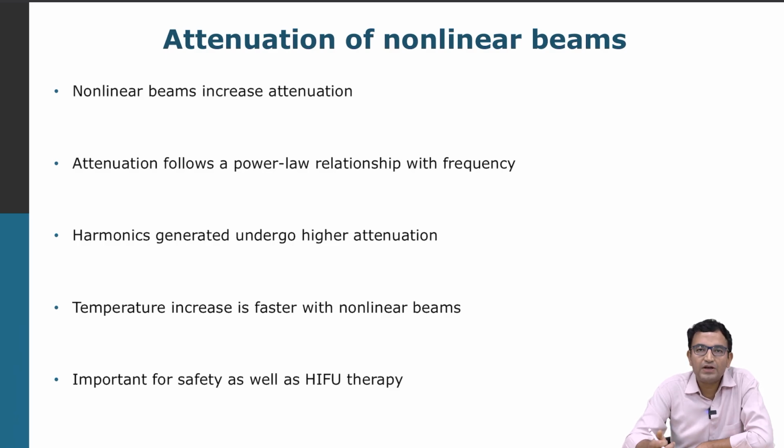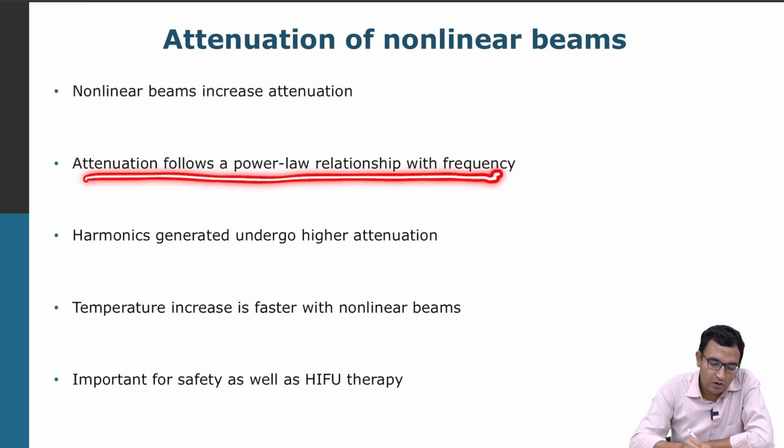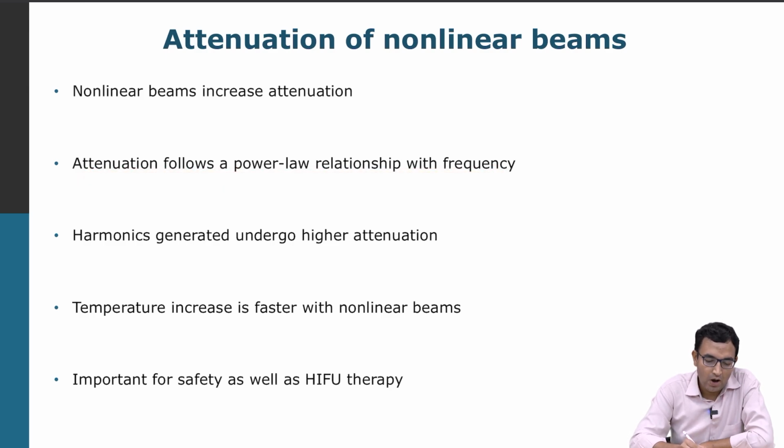Now, let us talk about attenuation of nonlinear beams. Like I mentioned, higher frequency is attenuated faster, because if you remember, attenuation follows a power law relationship with frequency. So, the higher the frequency, the higher the attenuation, and these harmonics will undergo higher attenuation. But what is the physical consequence? The physical consequence is the absorption is higher now because of these higher frequency components, and that will lead to a temperature increase. So when we are dealing with nonlinear beams, there can be a high temperature increase.